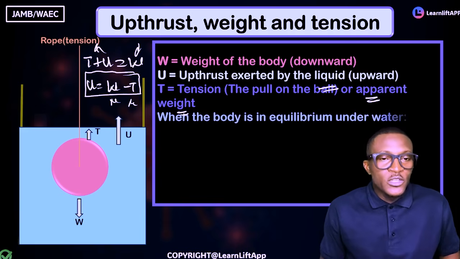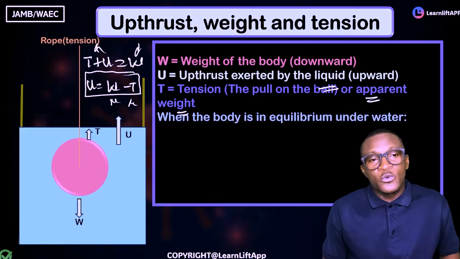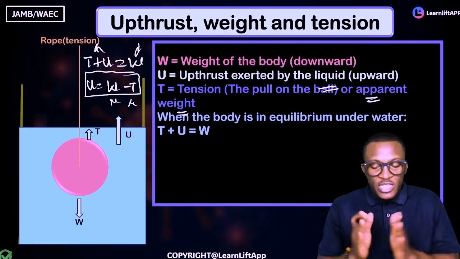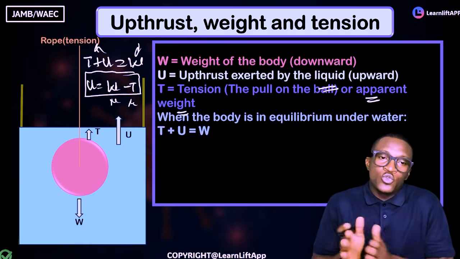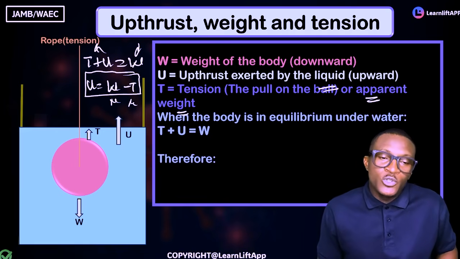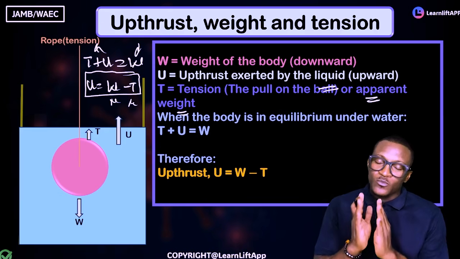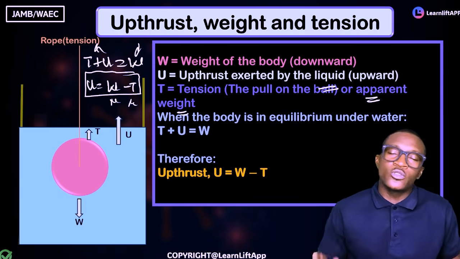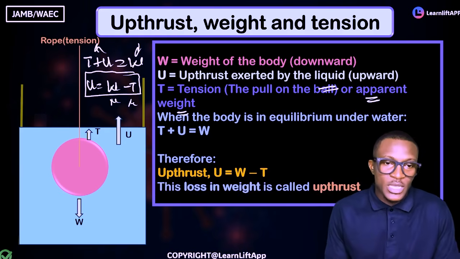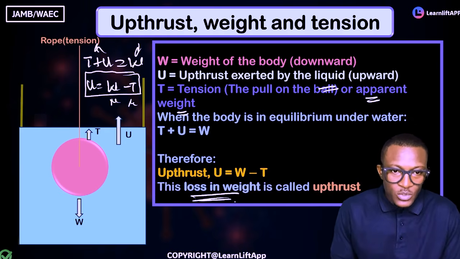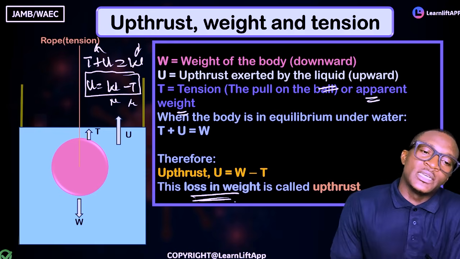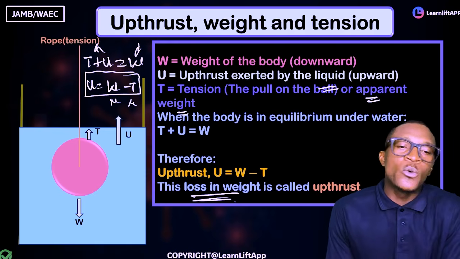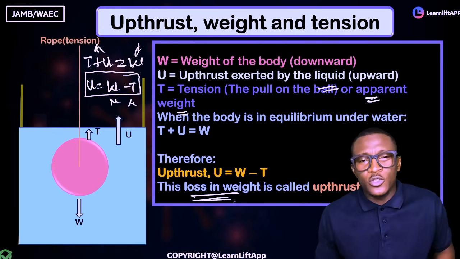So for equilibrium, upward force is equal to downward force. Therefore, we now say that tension plus upthrust is equal to weight. So what will now be called upthrust? Upthrust will now be equal to what? Weight minus tension. That loss in weight is what we call your what? Upthrust. Everybody, what's upthrust? Loss in weight. Loss in weight is what we call what? Upthrust. Are we good? Everybody, do you understand what upthrust is? Upthrust is what? Loss in weight.